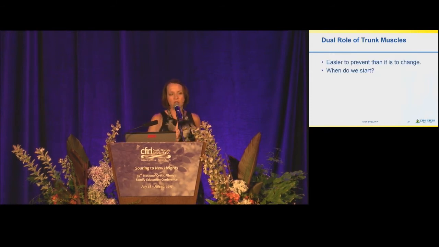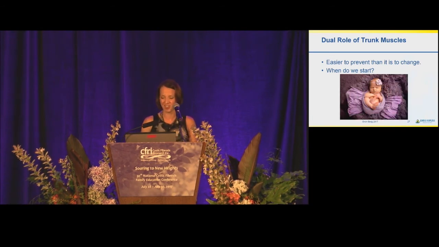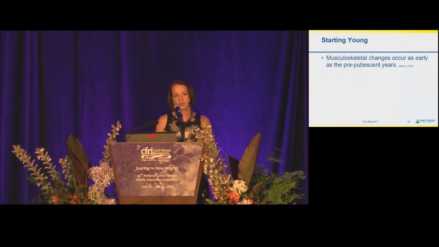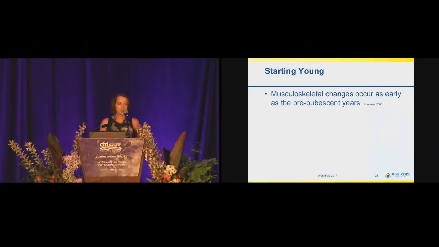It's easier to prevent these changes from happening than it is to change them once they've happened. So when should we start? We have to start young, okay? We know that in the CF population, we're seeing musculoskeletal changes as early as the prepubescent years, somewhere in the 8 to 12-year-old range usually.